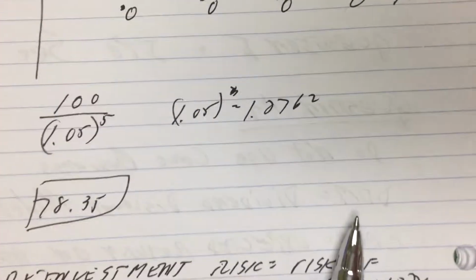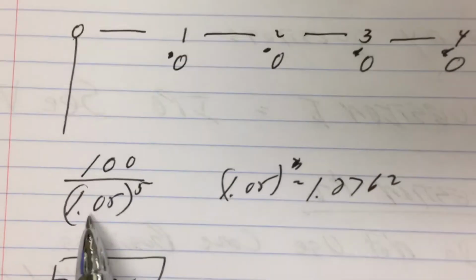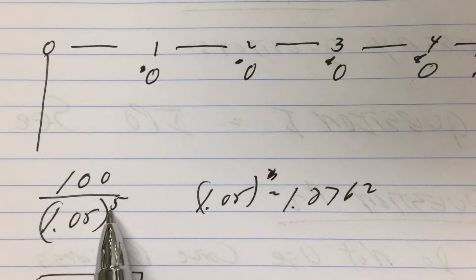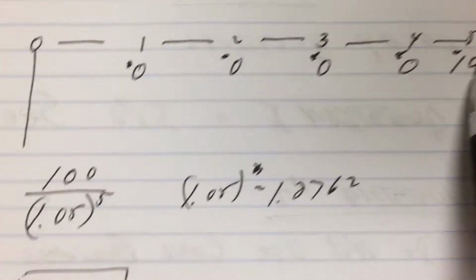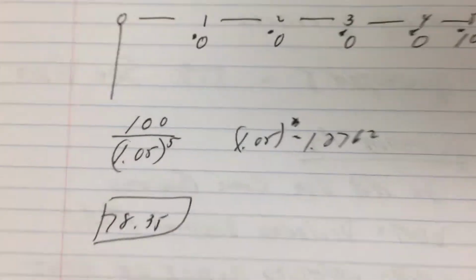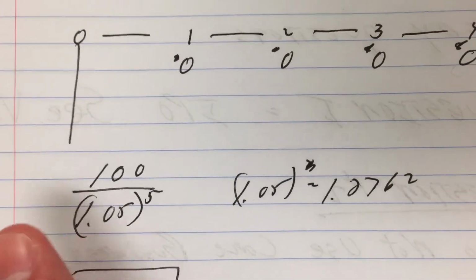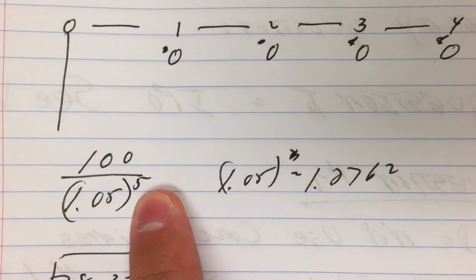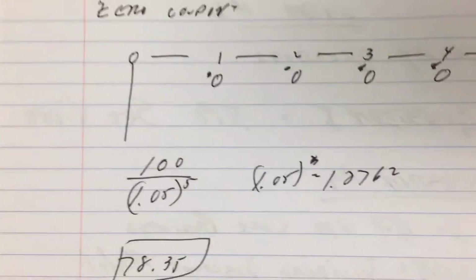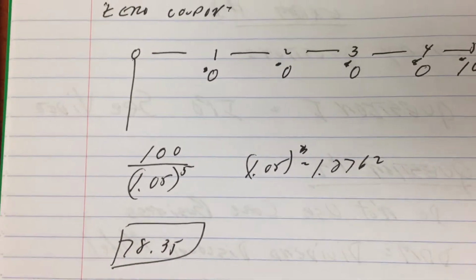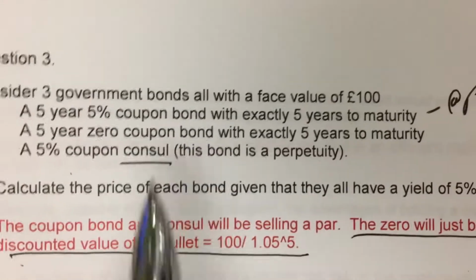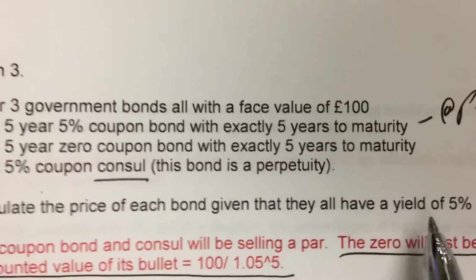Can we just calculate it real quick one more time? Yeah, we did 100 divided by 1.05 to the 5th power. That's how we brought the 100 back to time 0. The 1 is always just there, the .05 is the interest rate, and the 5 is the number of years, to the 5th power. And that is for the 5-year zero coupon bond. The first one is selling at par, so no calculations required.